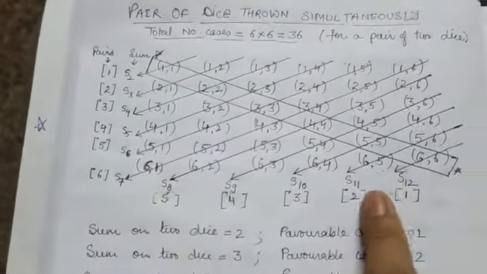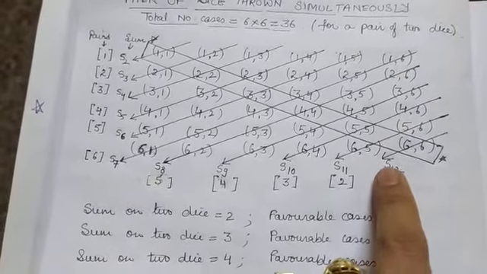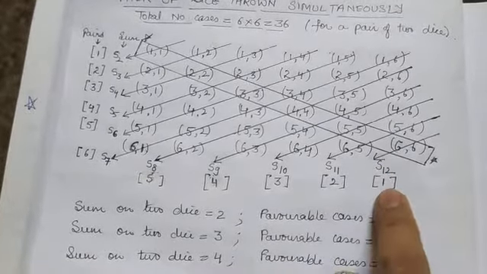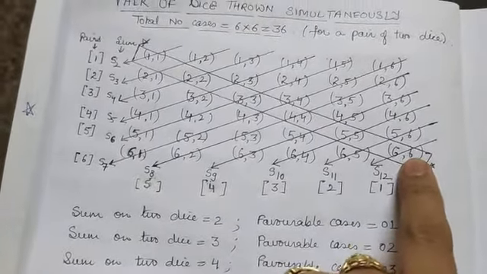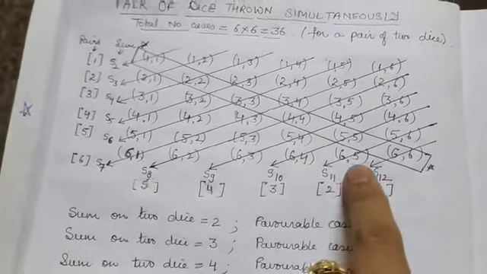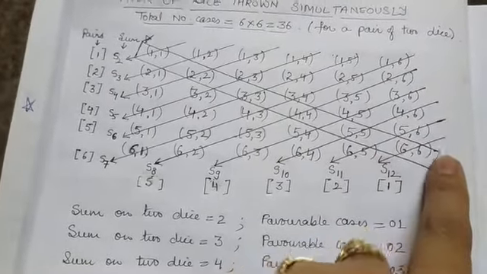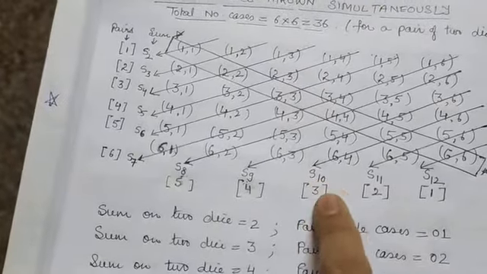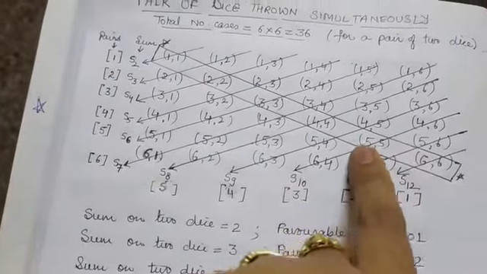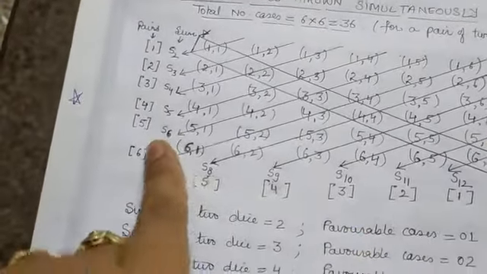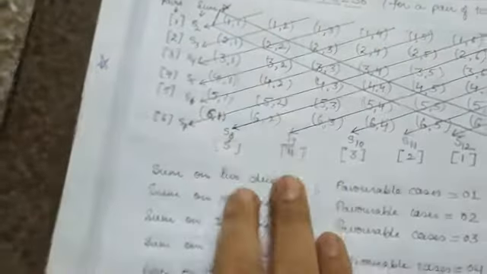Similarly, when the sum on the 2 dice is 12, I will get only 1 pair, that is 6 6. When the sum is 11, I will get 2 pairs, 6 5 and 5 6. When the sum on the 2 dice is 10, there are 3 pairs, 6 4, 5 5 and 4 6, and so on. So I have written all these pairs in words.